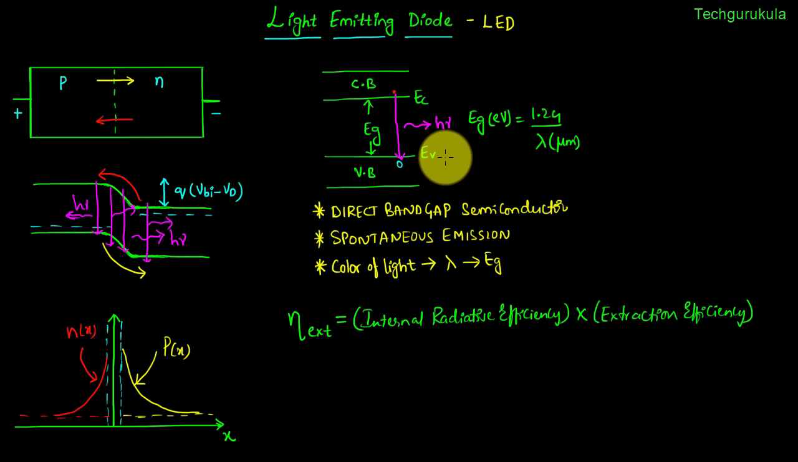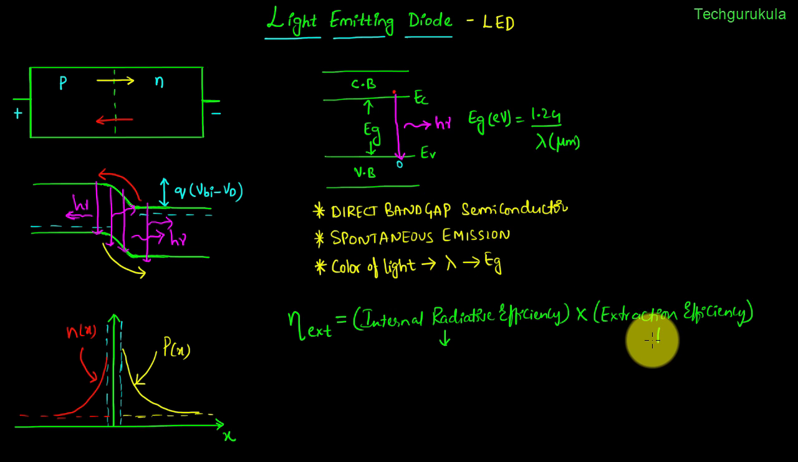Most would be radiative in nature. Some would be non-radiative as well. So this internal radiative efficiency talks about that efficiency, which means out of all the electron hole pairs recombining, only a fraction of them actually result in light. Extraction efficiency tells how many of these photons generated inside the p-n junction diode made it out of the p-n junction diode to the external world. This parameter depends on the quality of the direct bandgap semiconductor we are talking about. It's all about getting a good quality direct bandgap semiconductor.